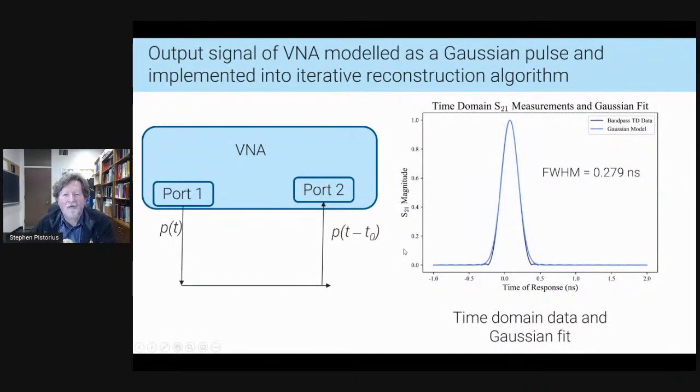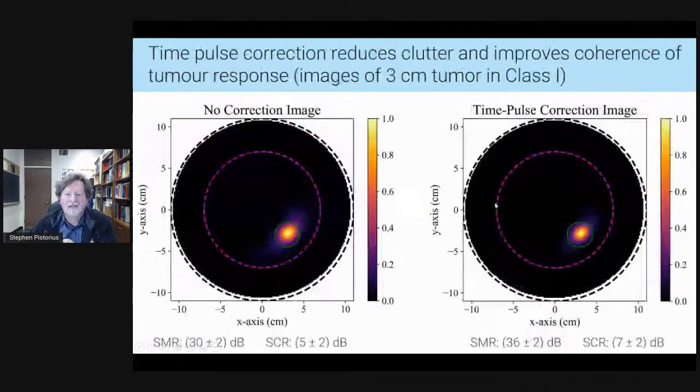Here is an example of the modeling of the pulse. And so we've modeled the time domain pulse with a Gaussian with a full width at half maximum, which matches the pulse reasonably well. And this is then applied again as a correction. And here again, you can see a somewhat smaller but still significant improvement in the image quality between an uncorrected image with a signal to maximum ratio of 30 dB, in comparison to the one on the right, where we have done a time pulse corrected image and we get a somewhat larger signal to maximum ratio of 36 dB.